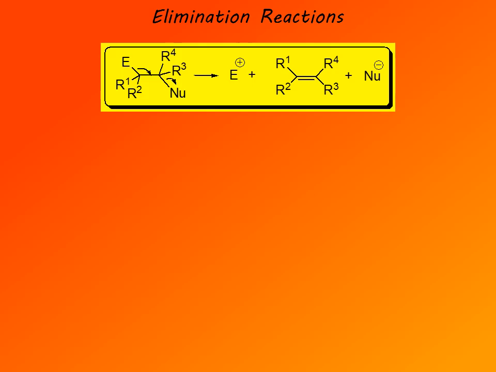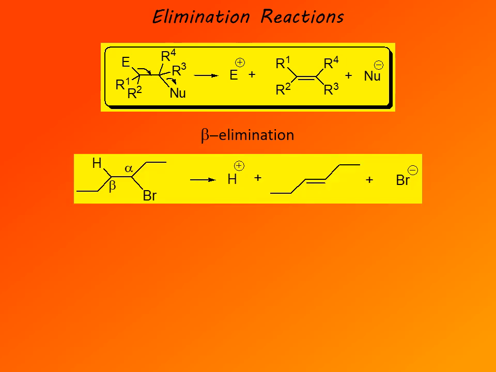An elimination reaction involves elimination of a small molecule from an organic substrate. Typically, that means elimination of an electrophile and a nucleophile, which then combine to give a small molecule as a byproduct, and the organic product is an unsaturated organic compound. So the compound contains a pi bond. A new pi bond is formed as a result of the elimination reaction. So the product is typically an alkene or an alkyne.